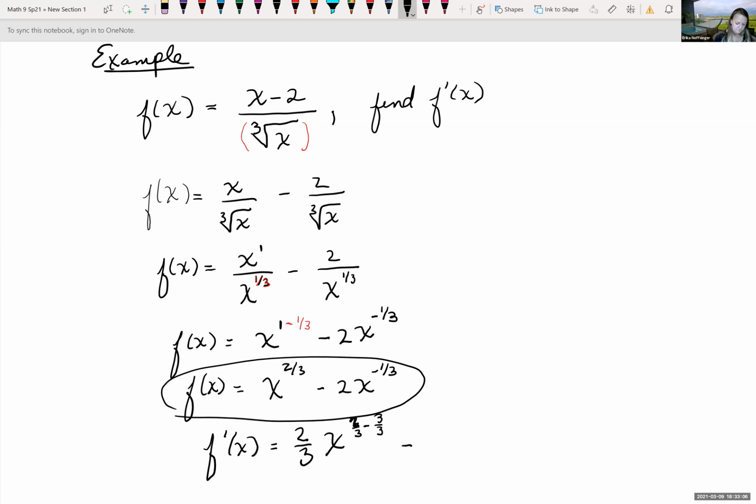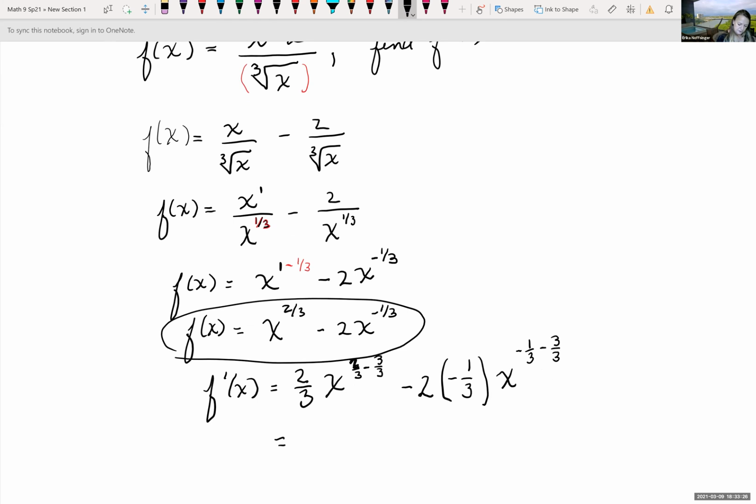Minus my coefficient in front of the second term, which is 2, times my exponent, which is negative 1/3, x. And now I'm going to take my exponent negative 1/3 and subtract 1. So in this case, again, I'm going to rewrite my 1 as 3/3. So this is equal to 2/3 x to the negative 1/3 minus 3/3. So 2 minus 3 is negative 1 all over 3. And then negative 2 times negative 1/3, so that's plus 2/3 x. So negative 1/3 minus 3/3 is negative 4/3.